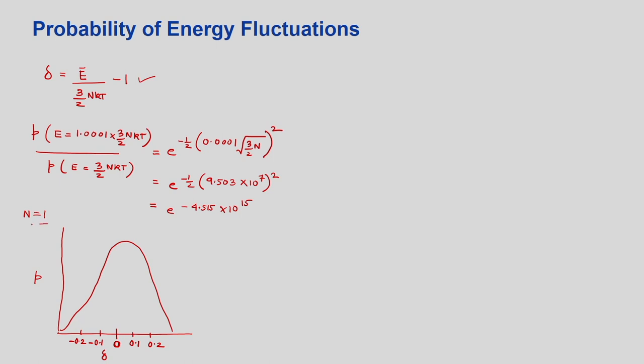Now you keep on increasing n. Suppose you keep n as 100, then the y axis will also change, and you will have the fractional distribution and probability here. Around this point 0, with a negative axis on one side and a positive axis on the other, the width will become smaller and smaller.